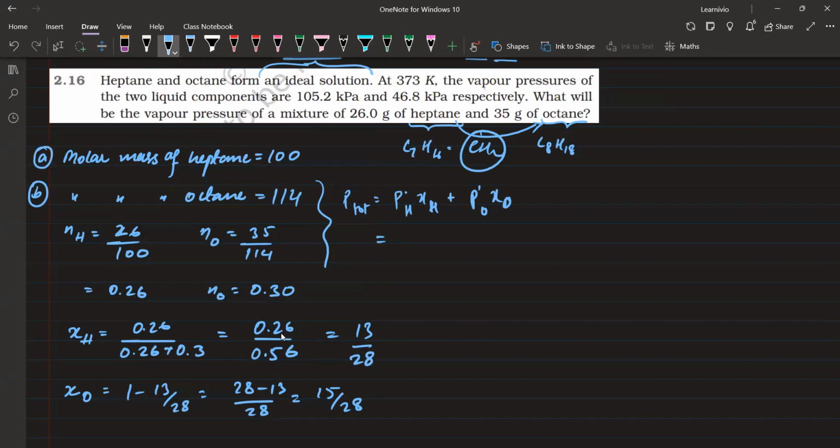Heptane is how much? The vapor pressure of the liquid components is this: heptane's is 105.2, into mole fraction of heptane, 13 upon 28, plus P naught O, octane's is 46.8, into mole fraction 15 by 28. So there are some calculations that you can do here.